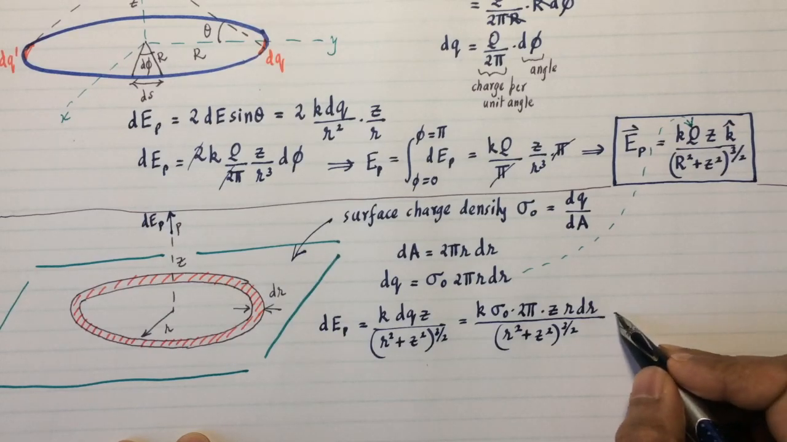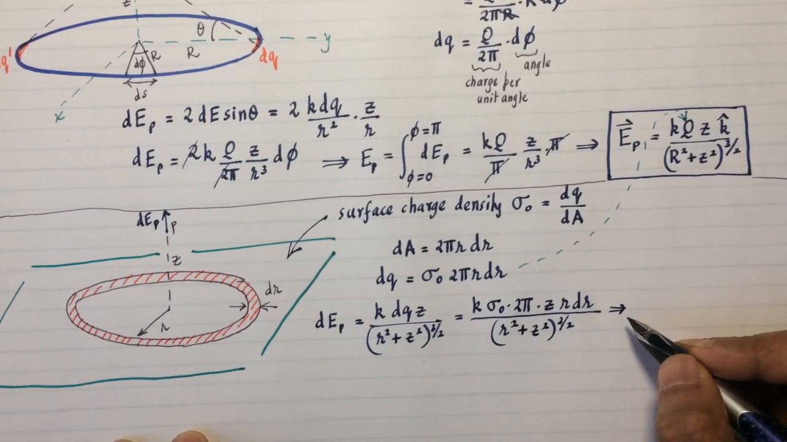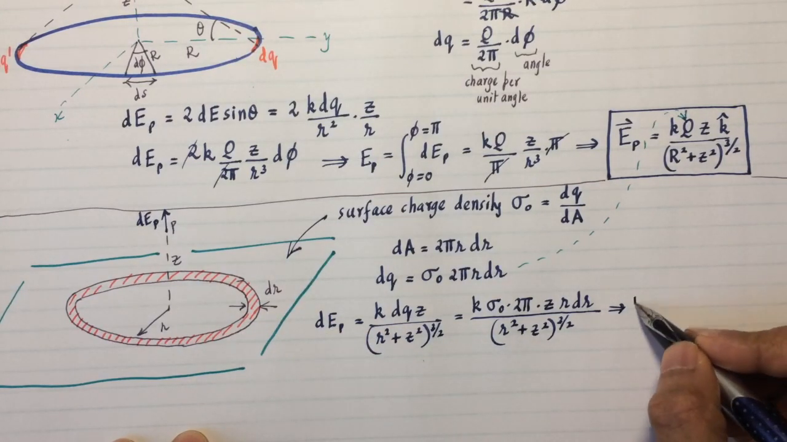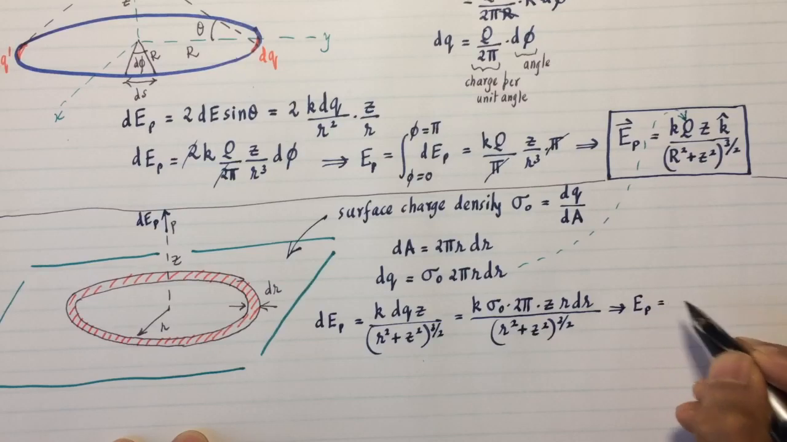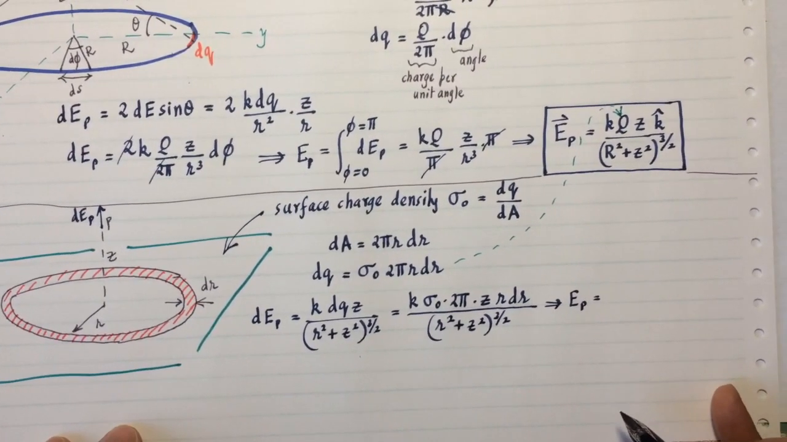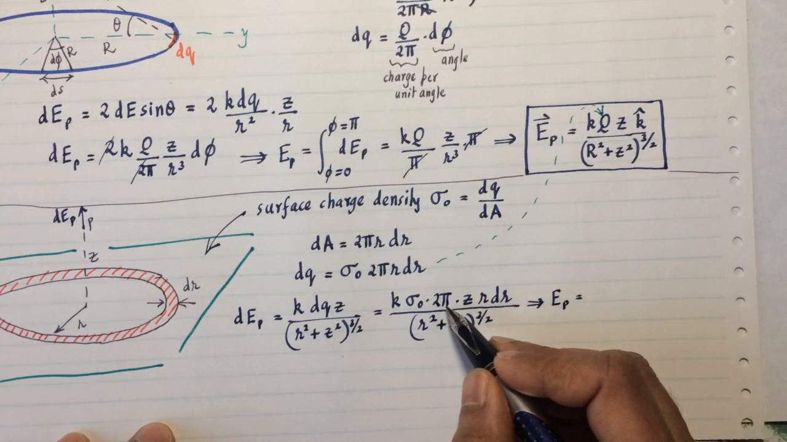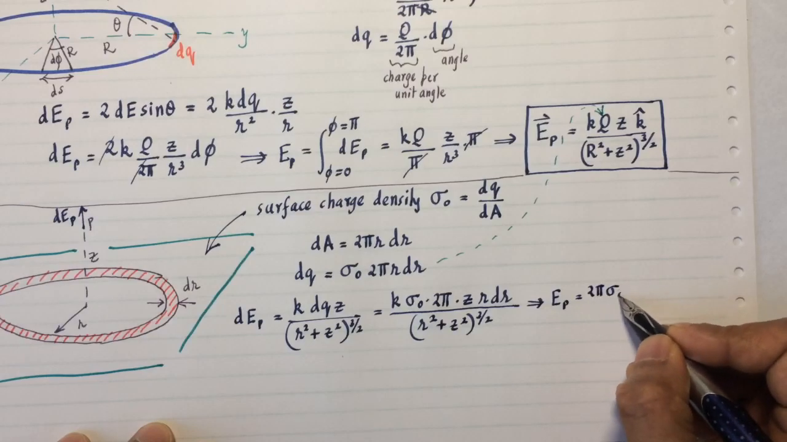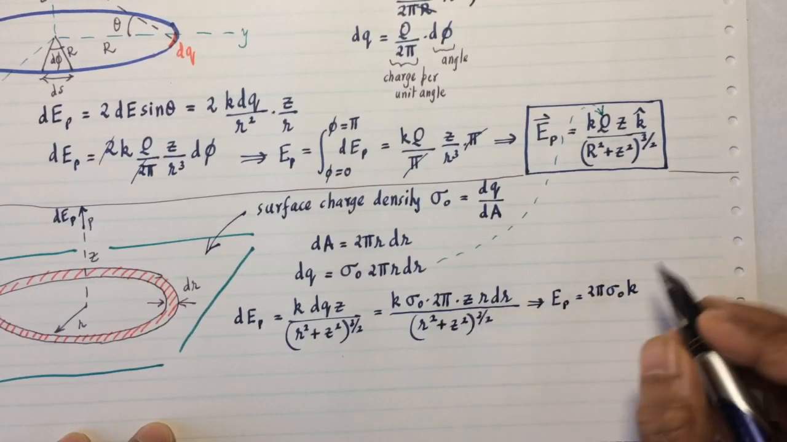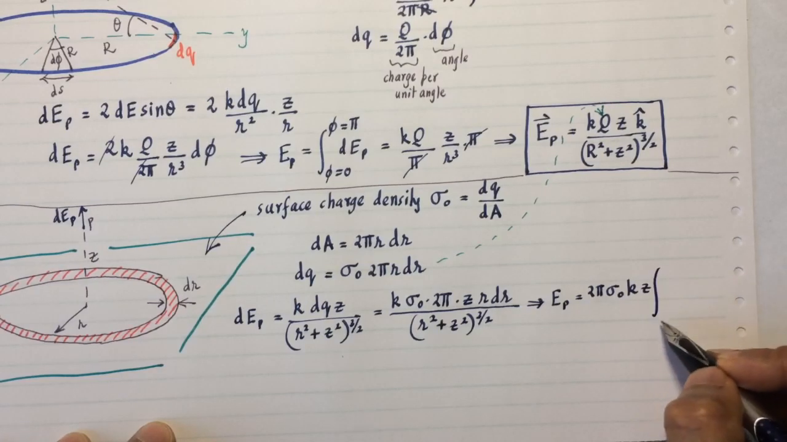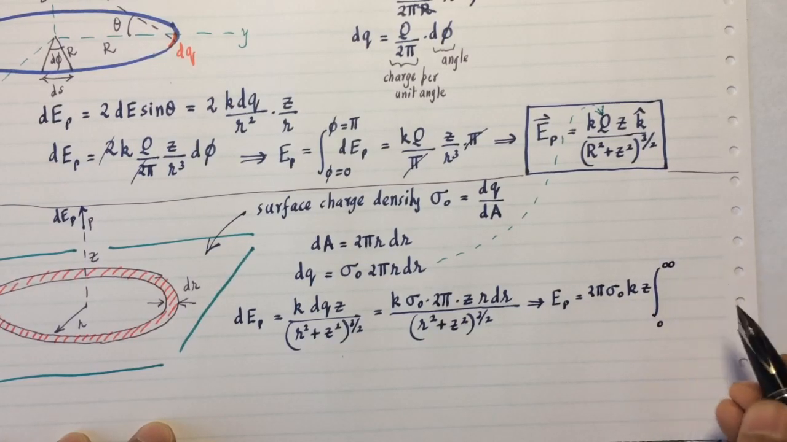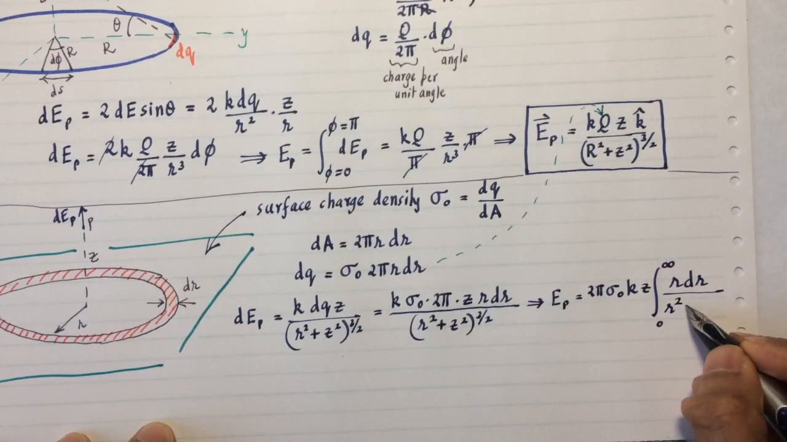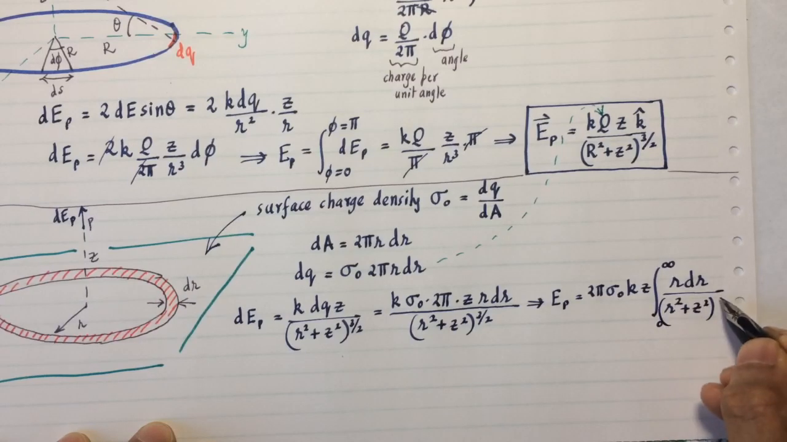The total electric field is got by integrating over all the values of r. You're going from r equal to 0 all the way to r equal to infinity. So the total electric field E_P is going to be, I can certainly take out some of these constant things, 2 pi sigma naught and k come outside. Z is also a constant. And then I have to go from 0 to infinity, r dr divided by r squared plus z squared to the power 3/2.